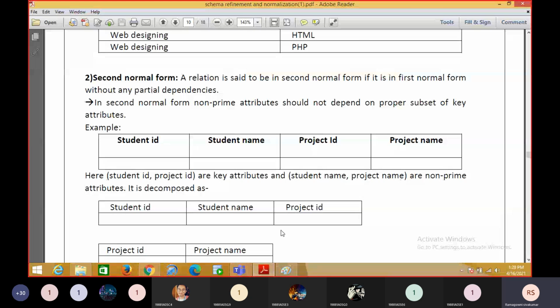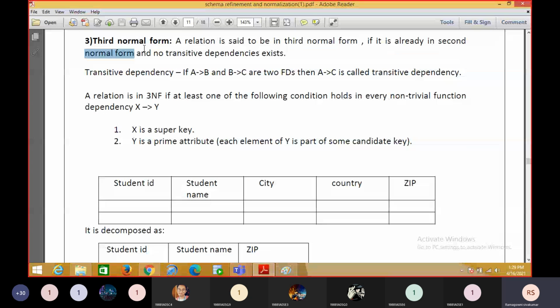The third normal form: a relation is said to be in third normal form if it is already in the second normal form, meaning it satisfies the second normal form. Then the condition is no transitive dependency exists. No transitive dependency means A turns to B turns to C, or the functional dependency A turns to C is called a transitive dependency. We should not write like this. A relation is in third normal form if at least one of the following conditions holds for every non-trivial functional dependency X turns to Y: X is a super key, or Y is a prime attribute, each element of Y being part of some candidate key.